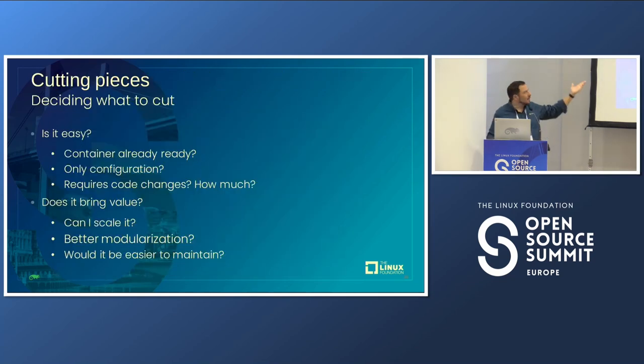So as I said, when you cut into pieces, first ask: is the piece already container ready? This one was not, so we have to adapt it. Are you going to use only configuration? Are you going to add other things to it? Because if you need to inject some files into it, it's going to be more difficult. How many changes does it require?